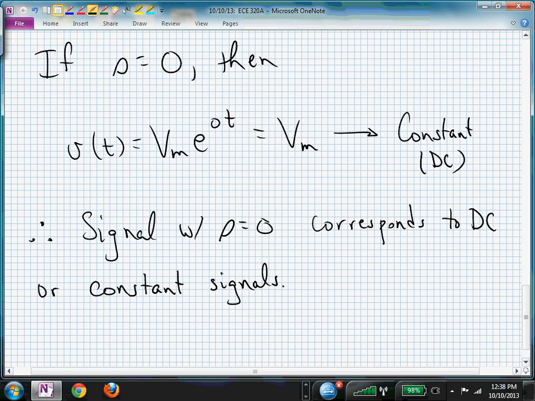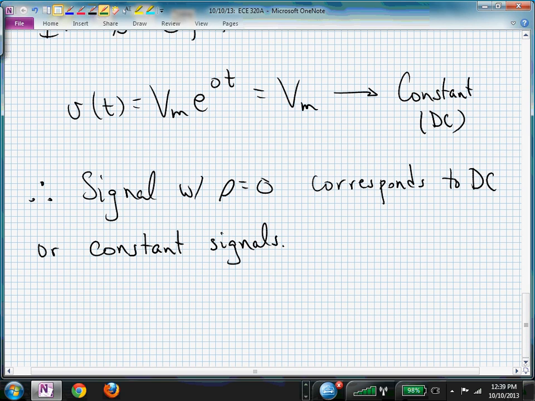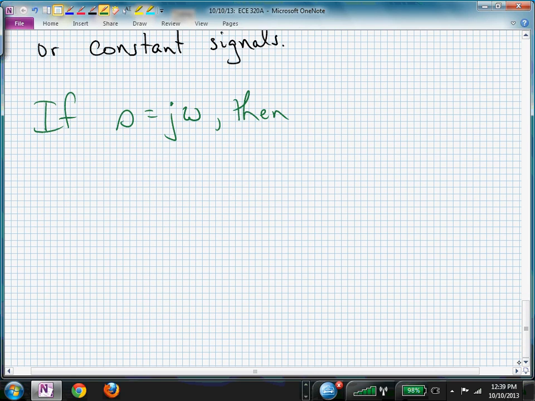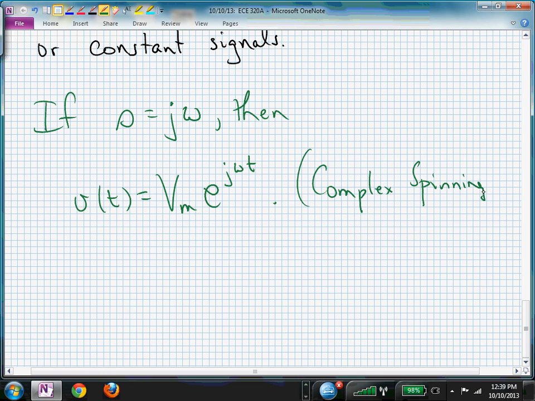What if we go back to something that we've tried before, or that you were working with in ECE 220? If we now replaced s with this phasor, j omega, then we get this signal, v of t, that's now V sub m e to the j omega t. And that you should be okay with. That was this complex spinning phasor from 220.